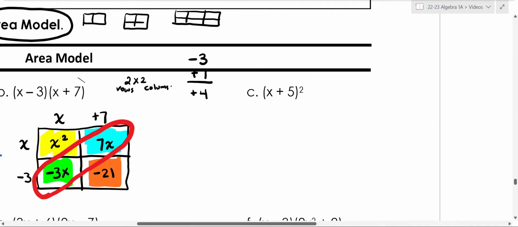All right, so we'll start with the yellow one, which is the x squared. Then negative 3x plus, you see the big plus sign right here in the middle? Plus the 7x is going to give us the plus 4x. And then the constant, negative 21. And look at that, it's already in standard form.